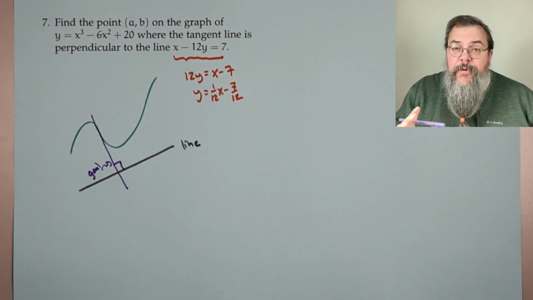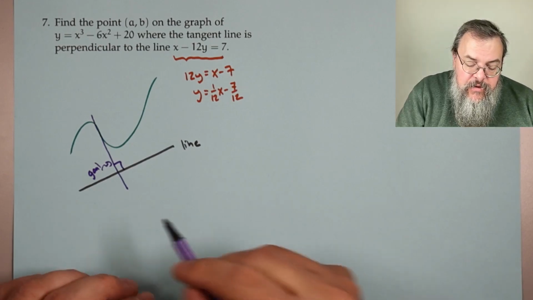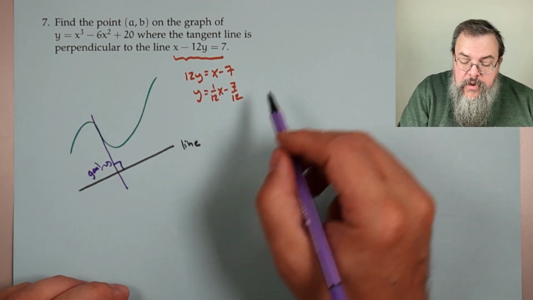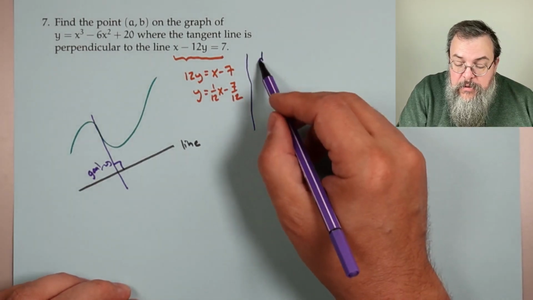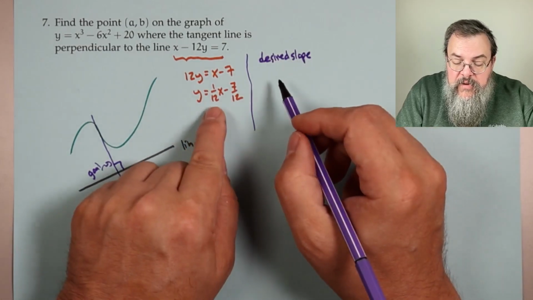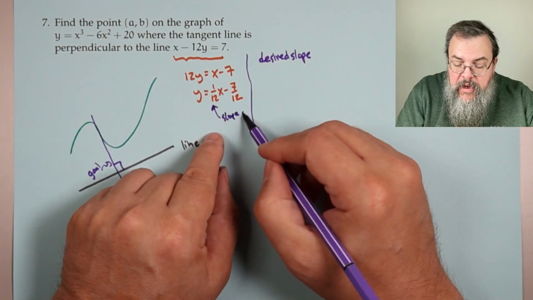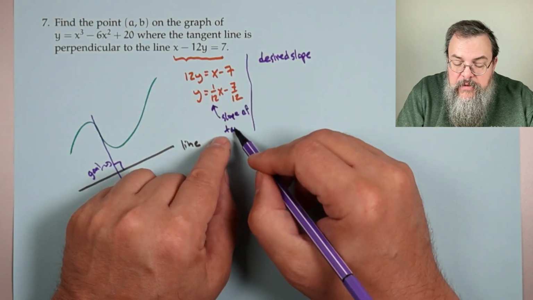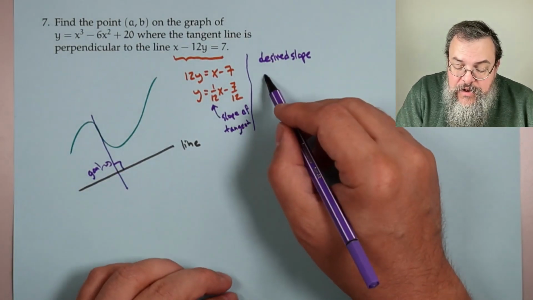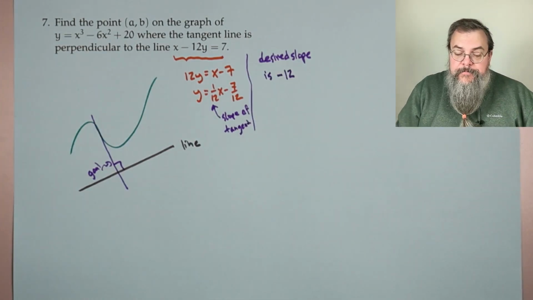Bad picture, but we can use bad pictures to build up good intuition. So our goal is we want this kind of a line. So what's our desired slope? Well, for our line, we find it by saying take your current slope, right? This is the slope of their tangent, and you do the negative reciprocal. Change the sign, flip it over. So our desired slope is negative 12. Okay, that's what we want.